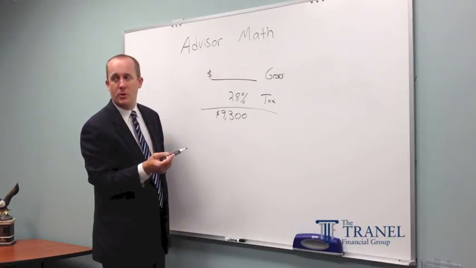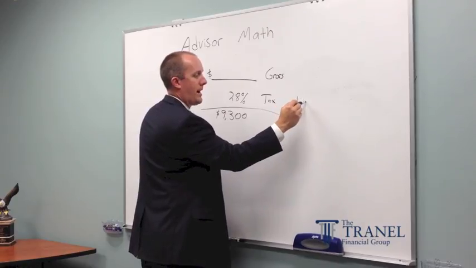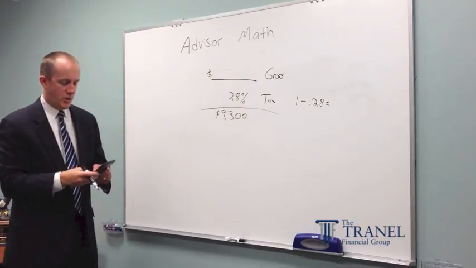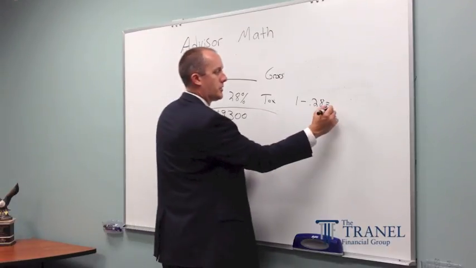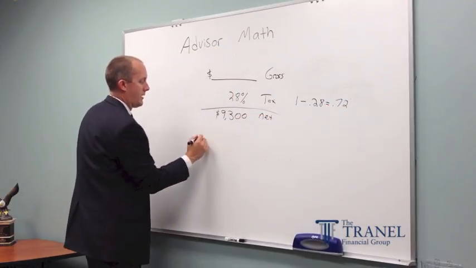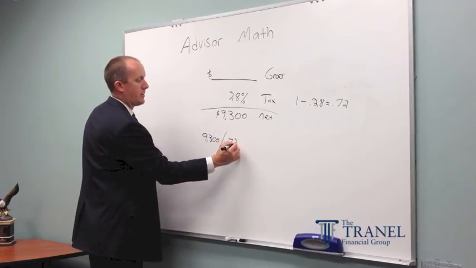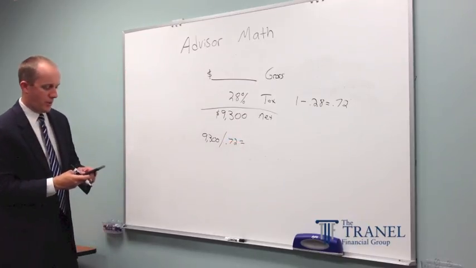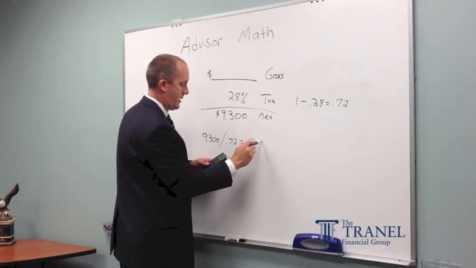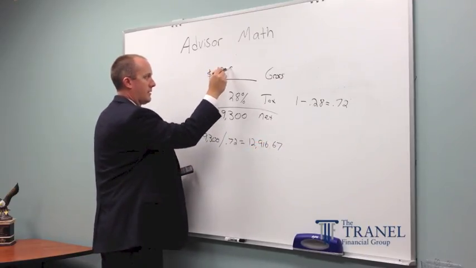28% expressed as a decimal is of course 0.28. So we need the inverse: 1 minus 0.28, and of course we can do the math in our head, but we're just going to do it here just for kicks, equals 0.72. We need to take the net number, $9,300, divided by 0.72, and that will give us the gross number of $12,916.67.